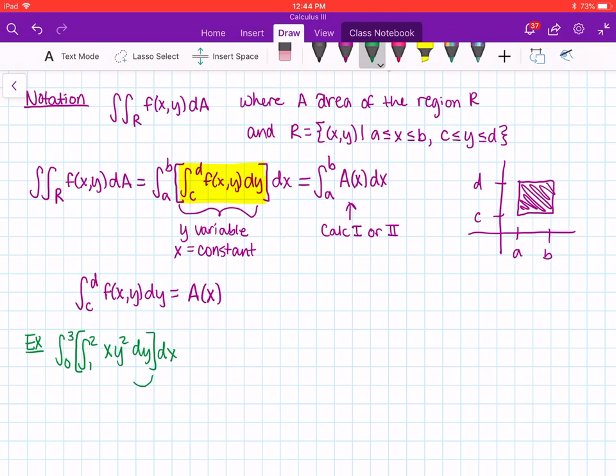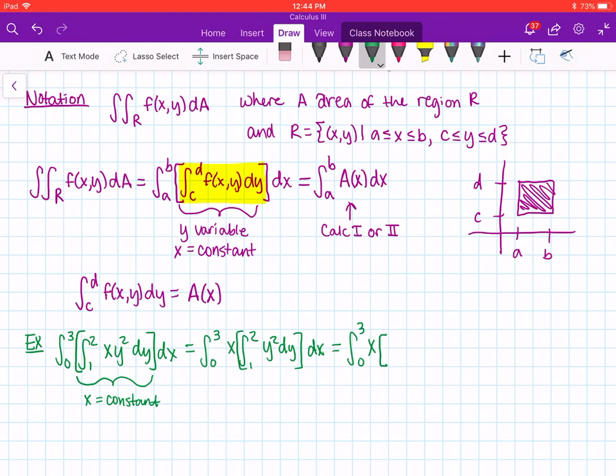Alright, so then in this integral, x is our constant. Since there's only one term, we can take it out of the integral. We're left with y squared dy on the inside, and then we have dx on the outside. And we can integrate that right away. So this x is along for the ride. We're going to focus in on that inside integral.